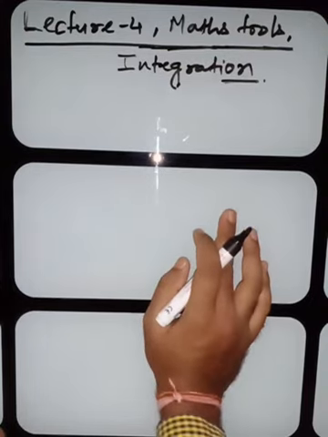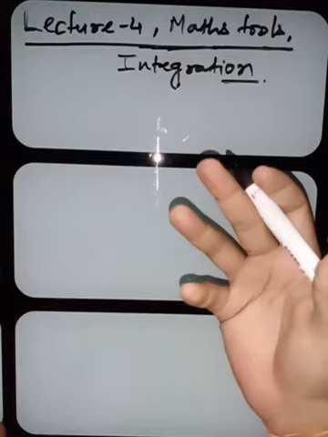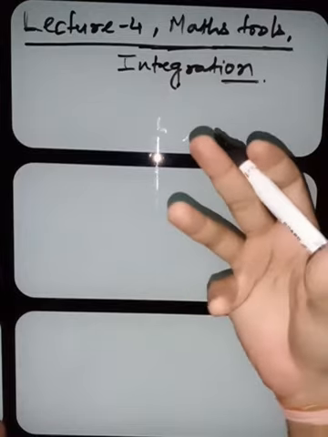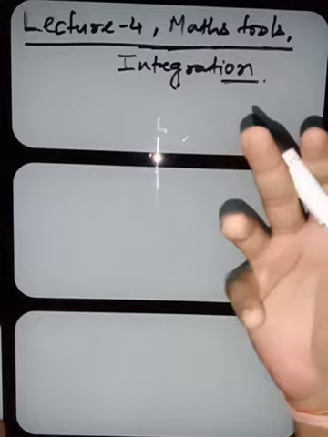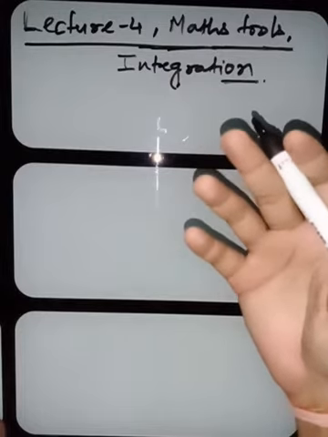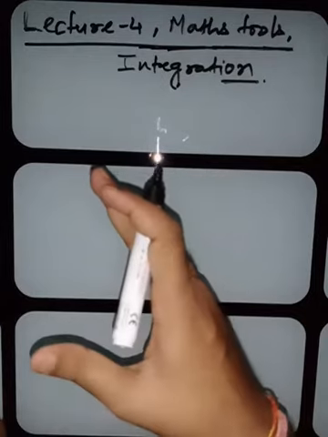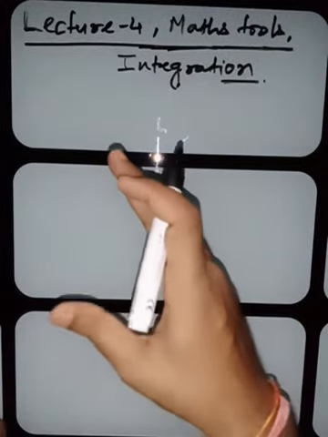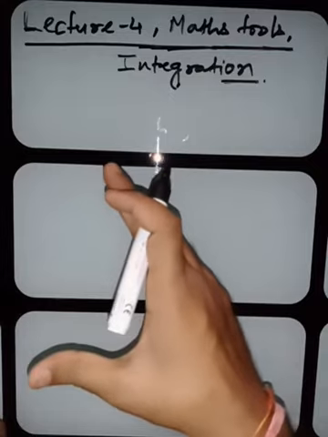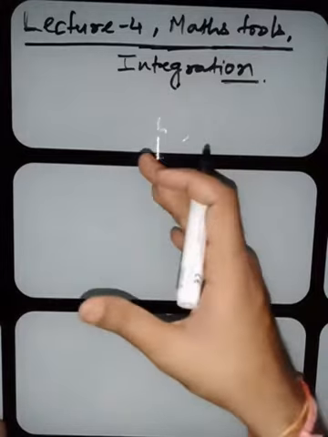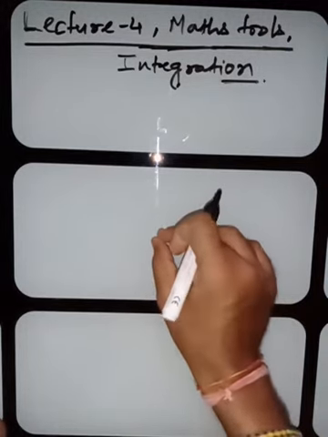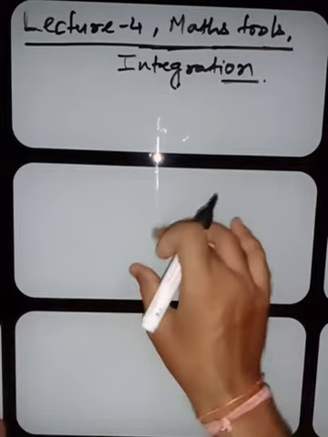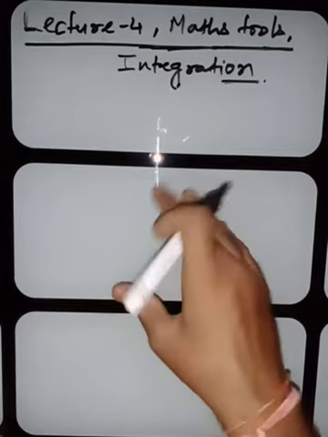So the definition I have given, you can write in your notes: integration is used to find the area of a plane figure. And the second one, integration means to find any function as the sum, as the whole. If you have a very small function, you can integrate that function to get its maximum value, that is, its sum. This is called integration.